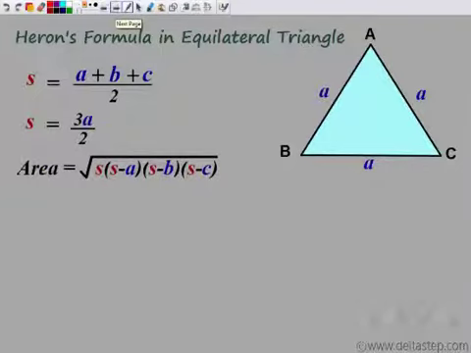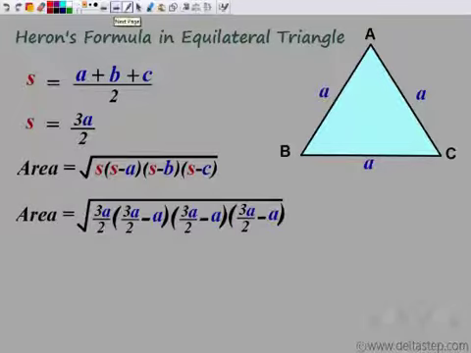Now area is given by under root S into (S minus A) into (S minus B) into (S minus C). S is 3A by 2. Now let's substitute this. So for S I write 3A by 2. Again, S is 3A by 2 minus A. Again S is 3A by 2 minus A. S is 3A by 2, C is also A. So I get 3A by 2 minus A, 3A by 2 minus A, 3A by 2 minus A. So all I need to do is solve this expression.